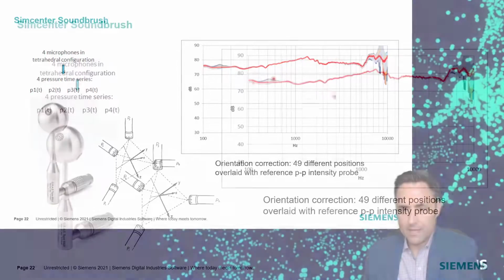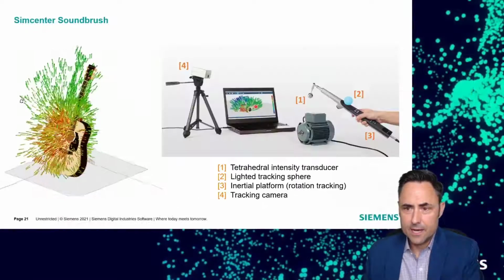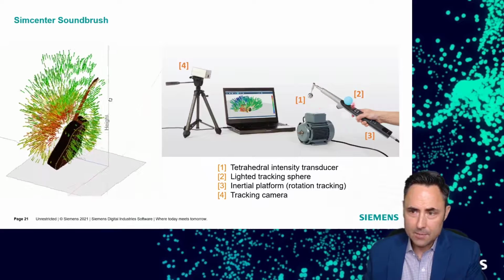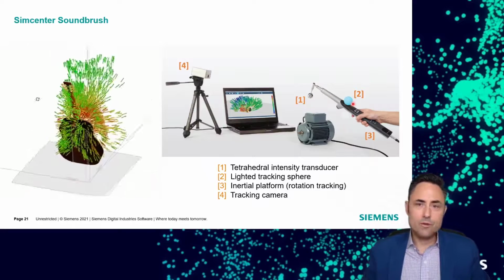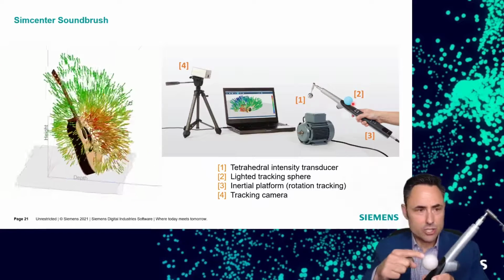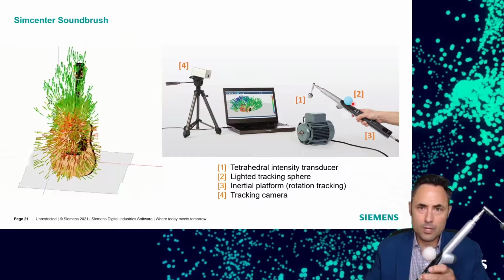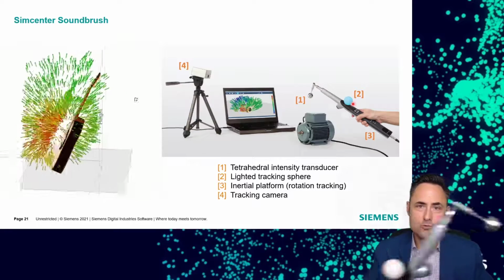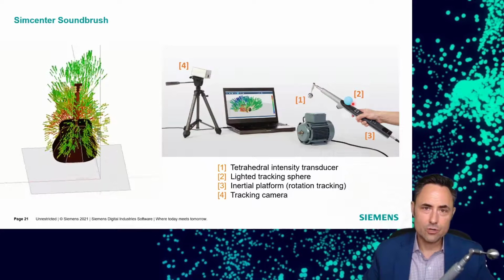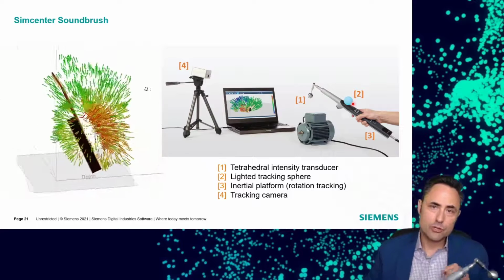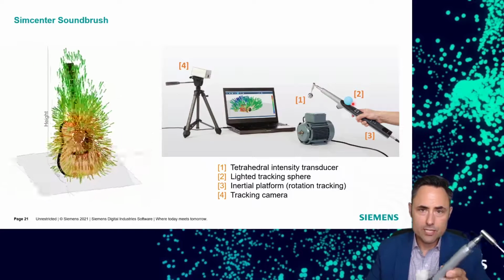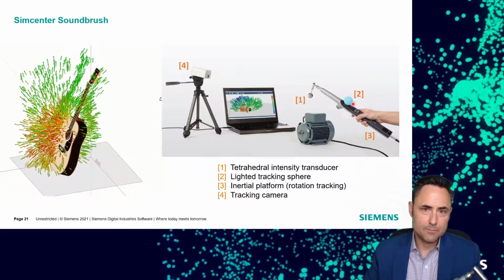The third key thing is this tracking camera and this ping pong ball. So what these do is this tracking camera essentially looks for this ping pong ball in 3D space and knows where you are as you're waving the Soundbrush around your object. So you're no longer restricted to having to measure a specific plane.